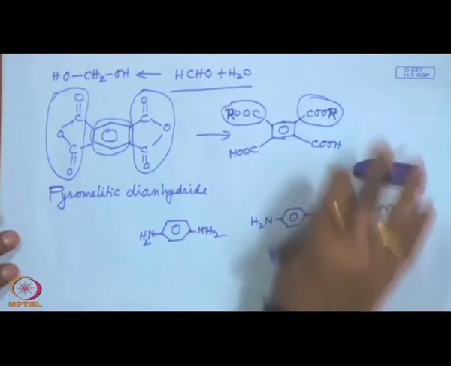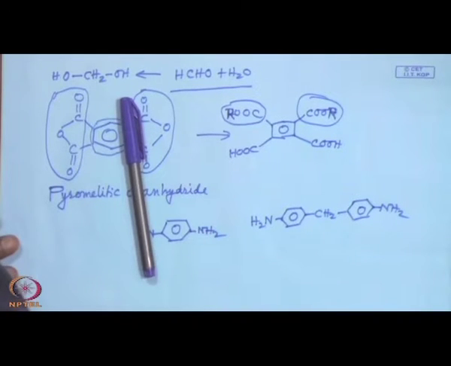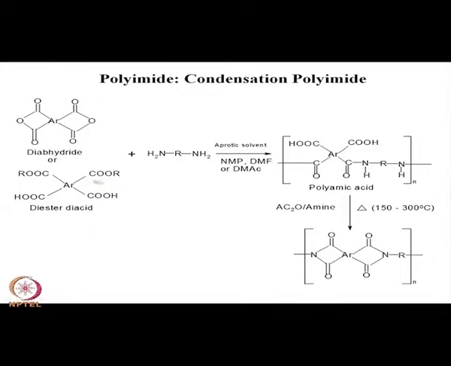This kind of diamine. So, this dianhydride or diester acid reacts with diamine in an aprotic solvent like, say, N-methyl pyrrolidone, dimethyl formamide or dimethyl acetamide. So, these compounds are dissolved in this solvent and heated.